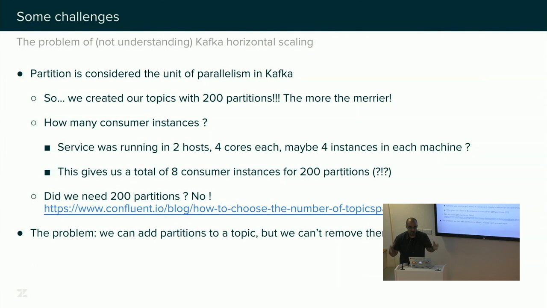However, to have 200 consumers, we really would have needed very powerful machines. But when we launched the system, when we did some capacity analysis to understand how many nodes we needed, we thought, well, we'll only need 2 nodes, probably 4 cores in each machine, which we thought could easily support 4 consumer instances in each machine, which in total gives us 8 consumer instances for 200 partitions. So now you ask, did we really need 200 partitions? No, we didn't. We went completely overboard with the number of partitions.